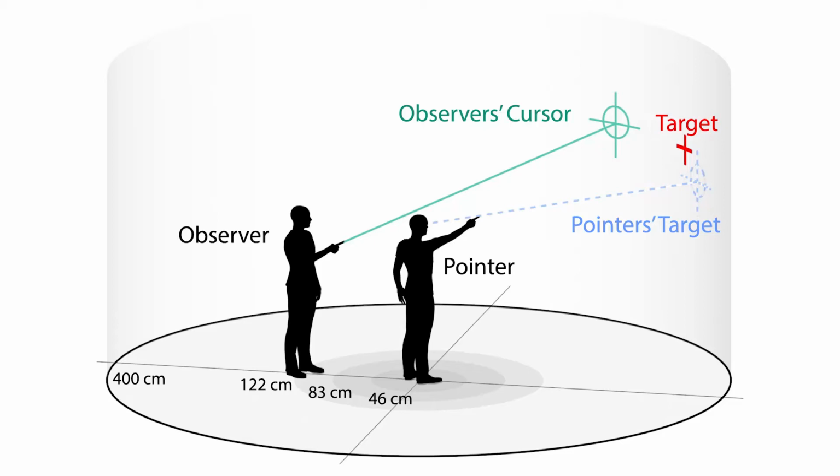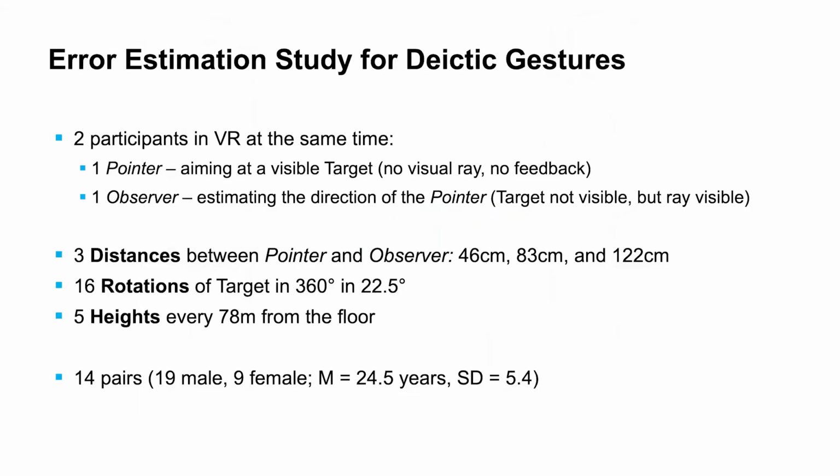However, the recast of the observer, indicated here as a green line, was visible to the observer, however not to the pointer. This was done in order for the observer to be precise in his or her estimation. But again, feedback on the quality of the estimation was not given to not influence the observer. So in summary, pointer and observer took turns on aiming and estimating the target's position.